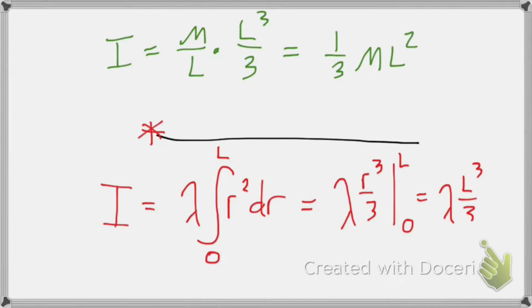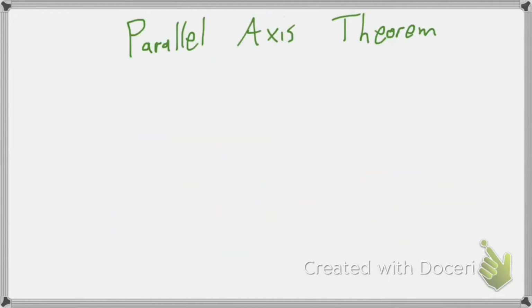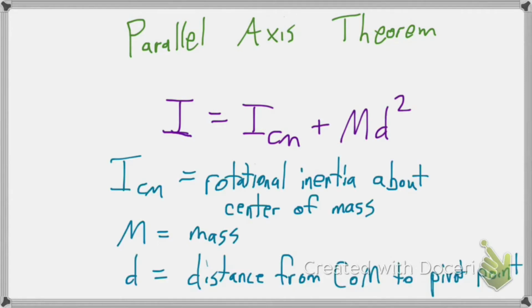But there's another way you can solve it as well. This is something called the parallel axis theorem. Now, this is an equation that's actually not on your AP sheet. So this is one that honestly is probably going to be good to memorize. And here it is. It's basically saying that if you know the rotational inertia around the center of mass, you can find it at any other point.